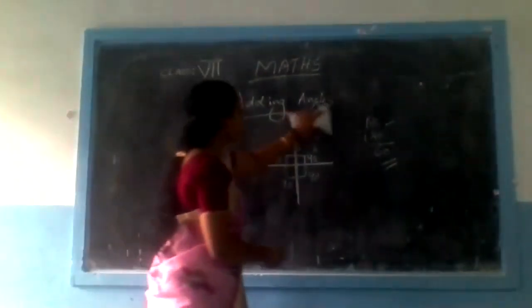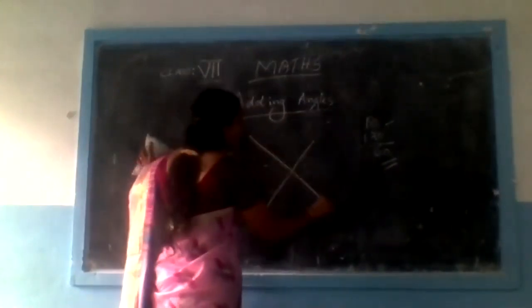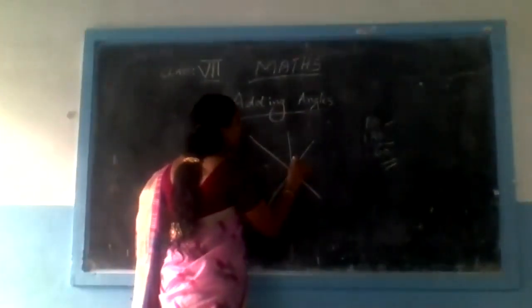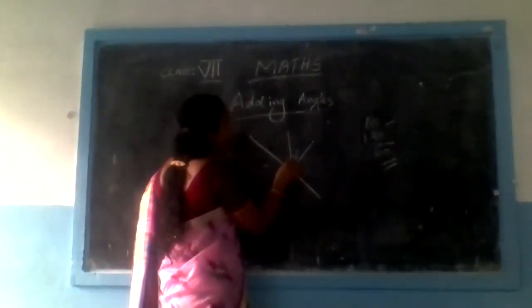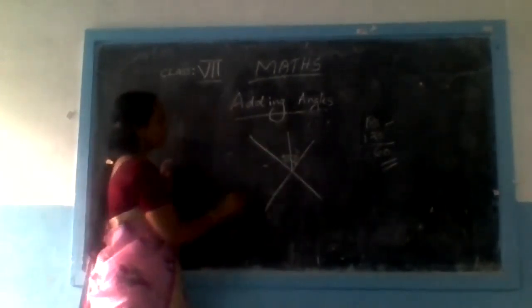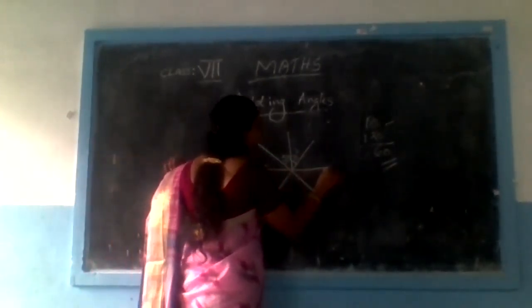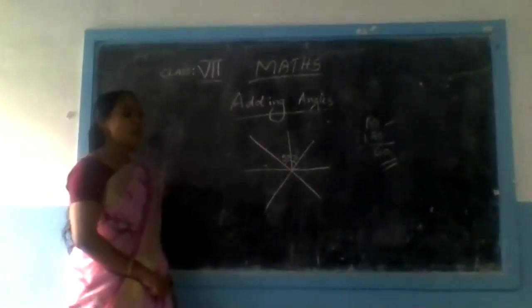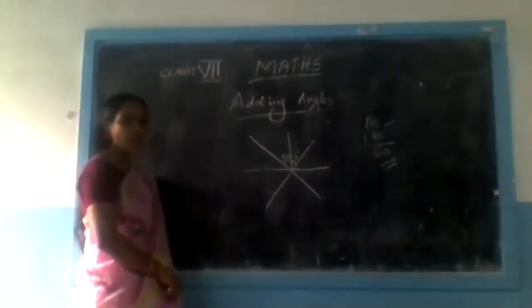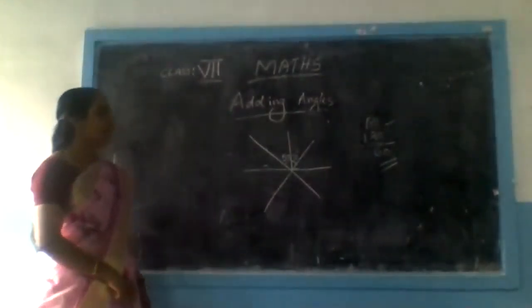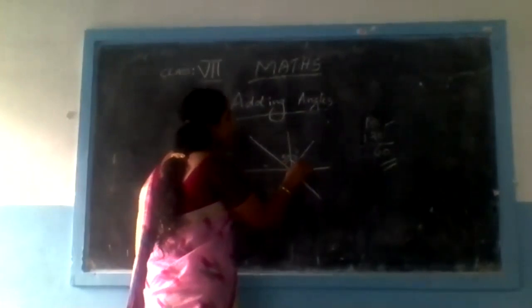This is another question also. One angle is 30 degrees, and this angle is 50 degrees. Find out the other angles. How can you find out? Two angles are given. Find out as homework.